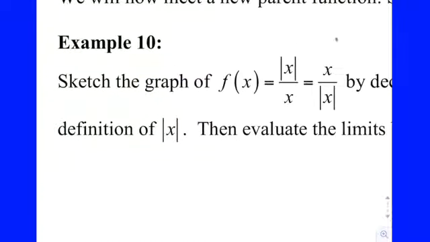All right, so example 10. It's not often we get to learn about a new parent function, but today is one of those days, right? And it just happens to be National Hot Dog Day. That is a total coincidence, for whatever that means.